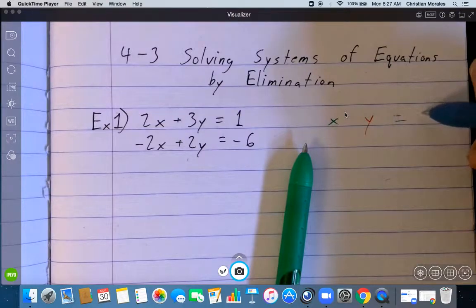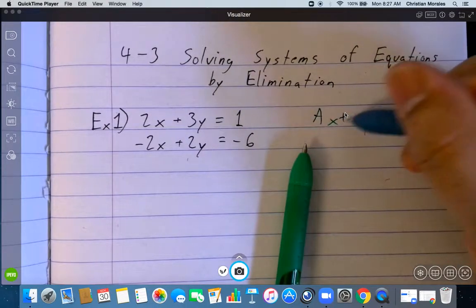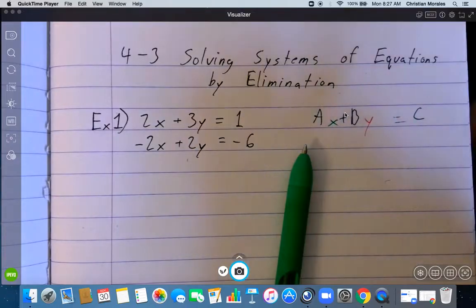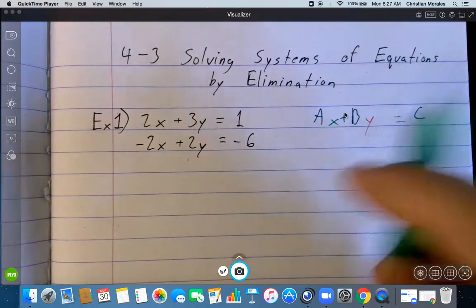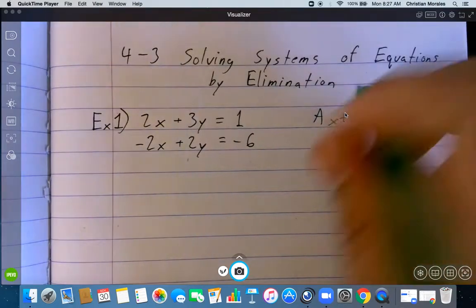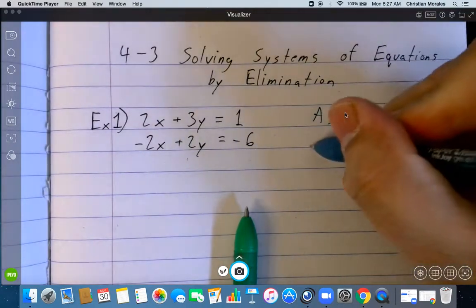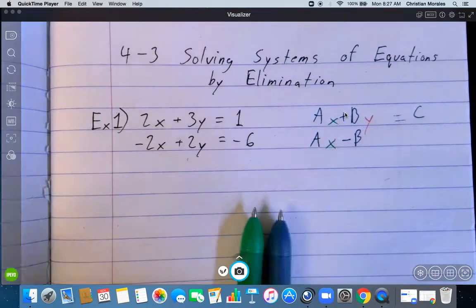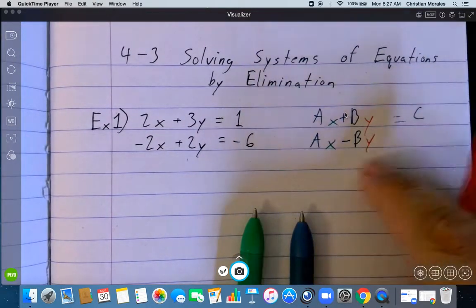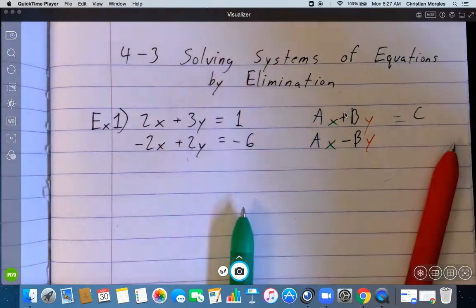If you remember, there's a formula called ax plus by equals c. We called it standard form. You want the equations to be like this, and the reason is you're going to combine them. Now, the catch is you want one of the numbers to cancel out the other. The way you cancel it out is one is positive and the other one is negative.